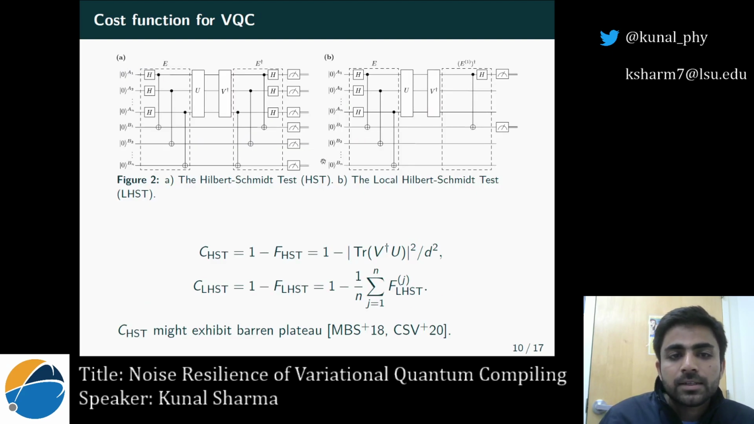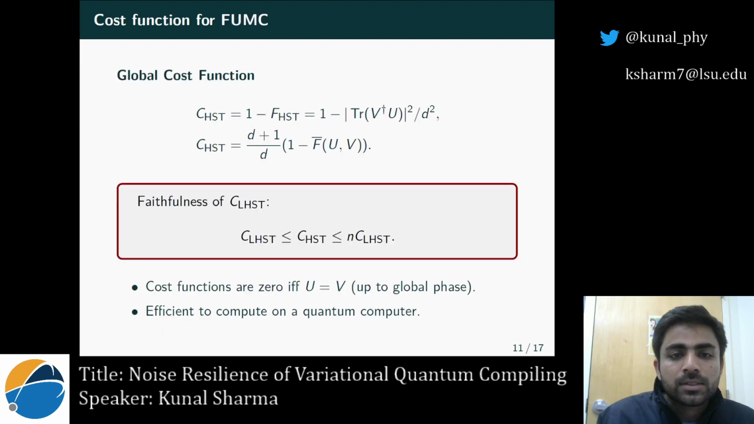Average fidelity is the fidelity between the output of U acting on any input state and the output of V acting on any input state, and then taking the fidelity between those output states. And now the next question is, is the local cost function also faithful? The answer is yes. We have this relation where we can see that if the local cost function is 0, then the global cost function will also go to 0. And it's efficient to compute on a quantum computer as well.